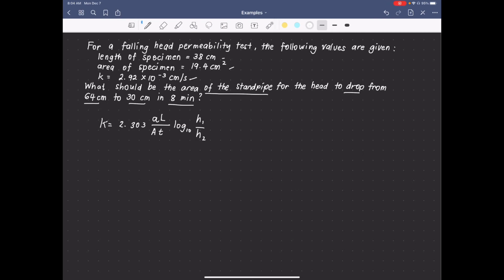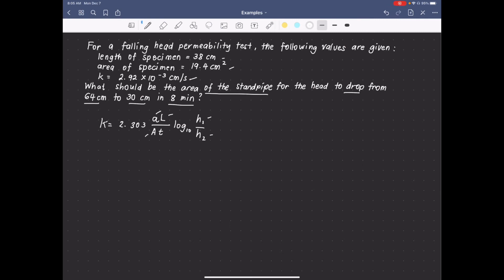So if you look at the formula, small a here is the area of the standpipe. Later we can see the standpipe. L is the length of the specimen. Capital A is the area of the specimen, similar to the constant head test. H1 is the head at time t equals 0, at the start of the test, which is known. And H sub 2 is the head drop, or the head difference, at a certain period of time. So in this case, it is 8 minutes.